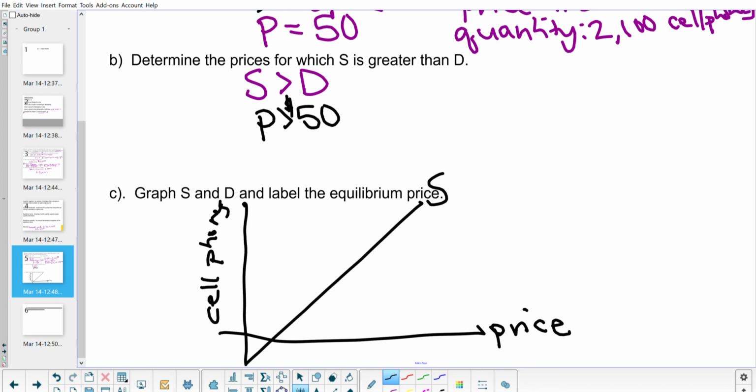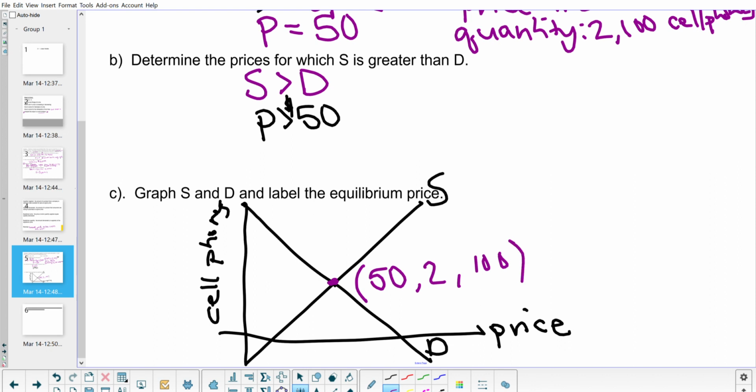There's supply. And then demand has a y-intercept of like 2,850. So it's way up here. So there's demand. Okay, so then the equilibrium price is where they intersect, right? I wanted a different color. Right here at that price of $50. The quantity is 2,100 cell phones. Okay, so there's a picture with the equilibrium price labeled.